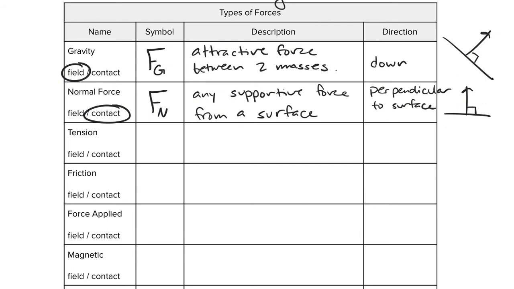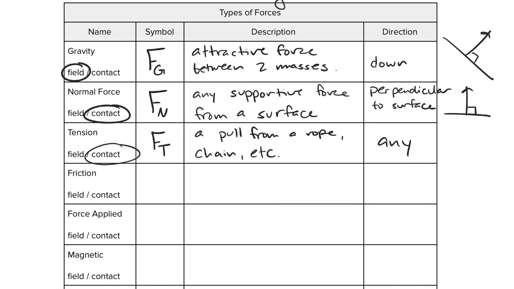A rope's going to do you no good if it's over here and your object's over there. So it has to be contact. We call that one F with a subscript T. The description for that is a pull, because you can't push with a rope or chain, a pull from a rope, chain, etc. Because there's lots of options for that. You can do string, you could do thread. Anything of that nature is going to be tension. And the direction, it can go any direction. You can pull up, you can pull down, you can pull to the side, pull at an angle. Any of those is perfectly fine.